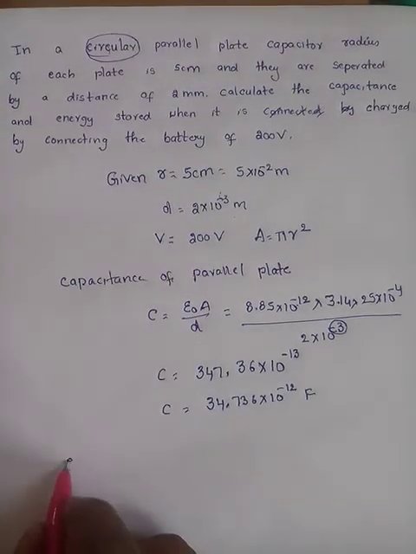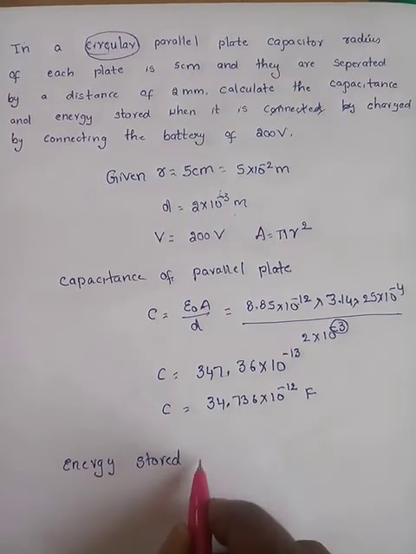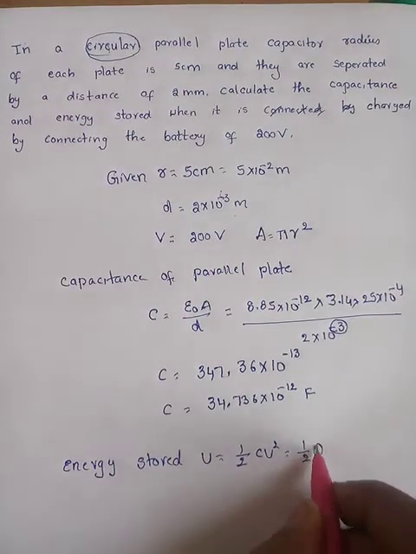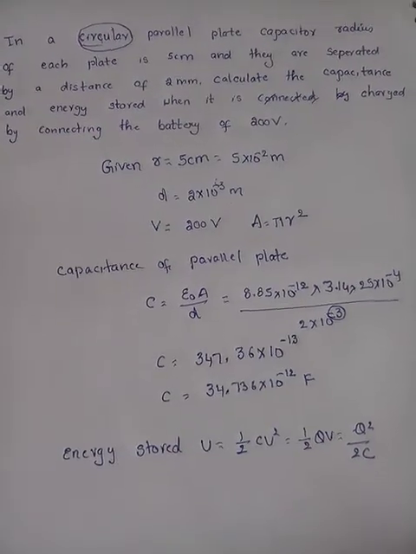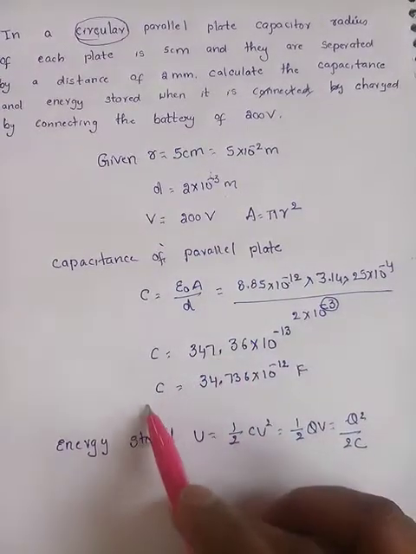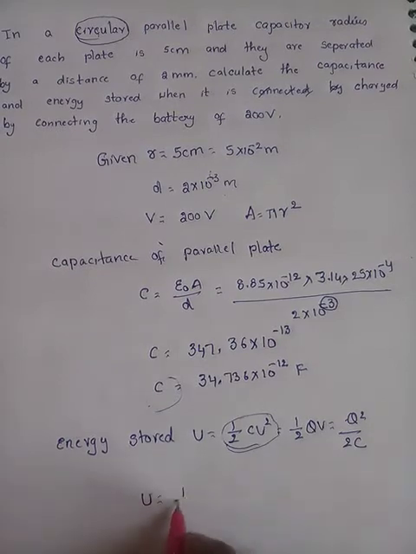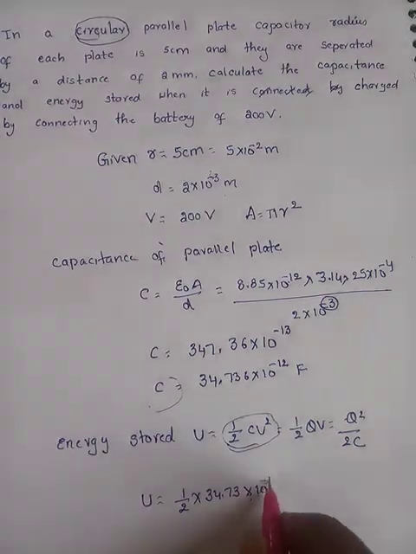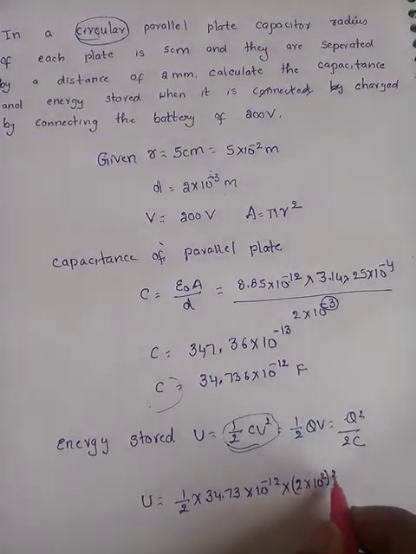Now energy stored. What is the formula for energy stored? We have different formulas: half CV square, half QV, Q square by 2C. Based on the given data, we can use the formula which we require. Here they gave V and we calculated C, so we can utilize the formula half CV square. So U equals half into C, 34.736 into 10 raised to minus 12 into 200 squared, that is 2 into 10 square whole square.